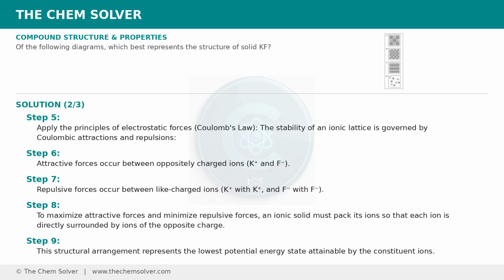To maximize attractive forces and minimize repulsive forces, an ionic solid must pack its ions so that each ion is directly surrounded by ions of the opposite charge. This structural arrangement represents the lowest potential energy state attainable by the constituent ions.